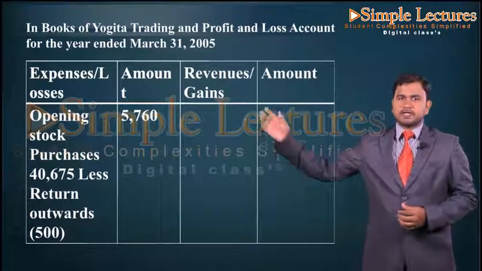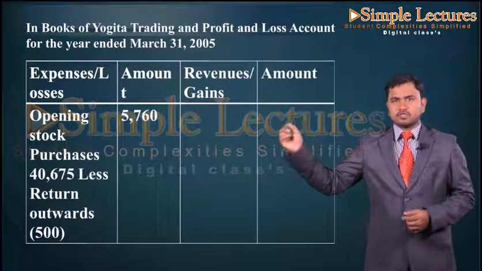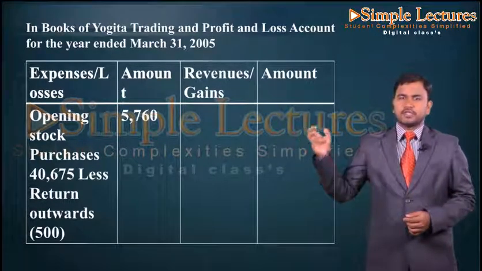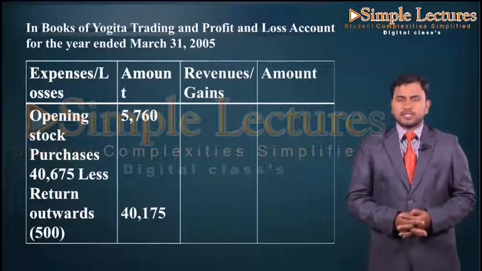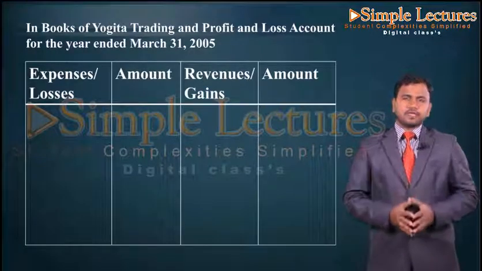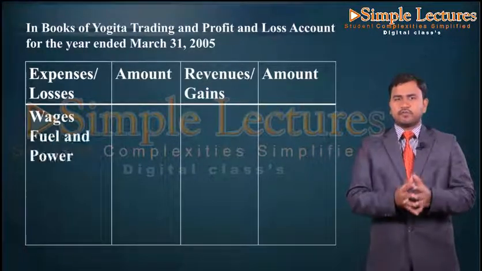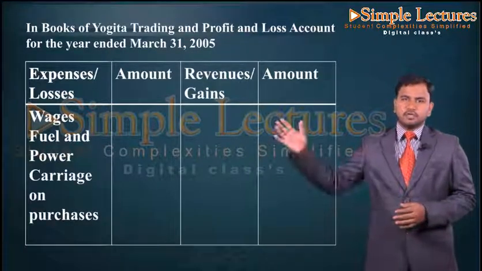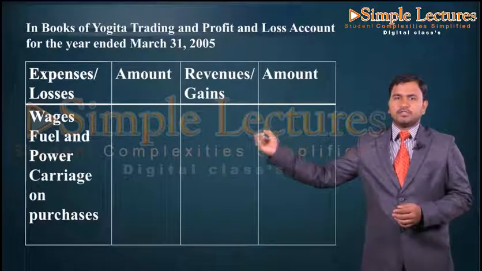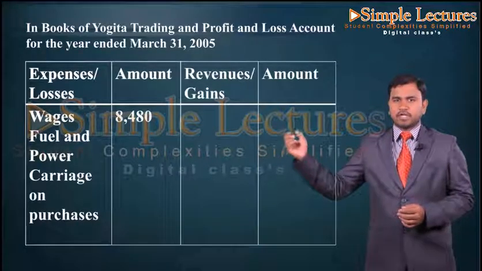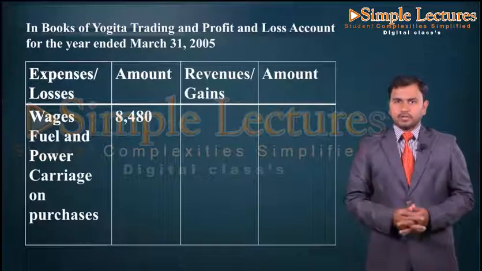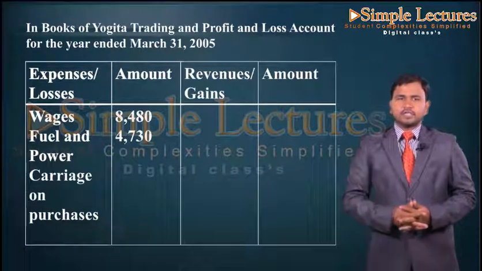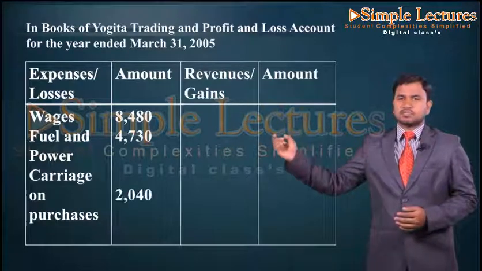So again on the debit side, purchases in the inner column 40,675 less return outwards 500, then to the outer column 40,175. Coming to direct expenses, we have wages, fuel and power, and carriage on purchases. That should be recorded on the debit side here. Wages are 8,480, then we have fuel and power, which is 4,730, then we have carriage on purchases, which is 2,040.